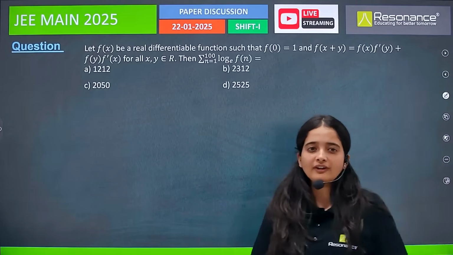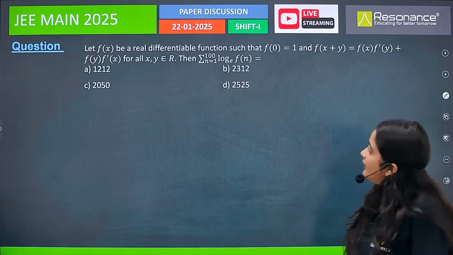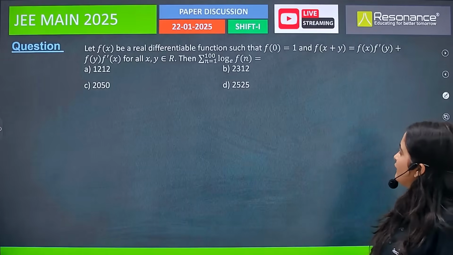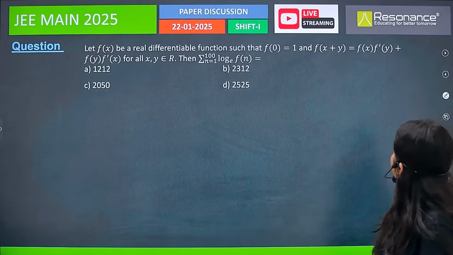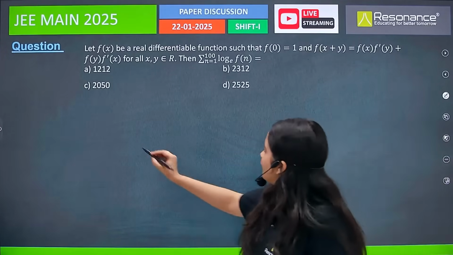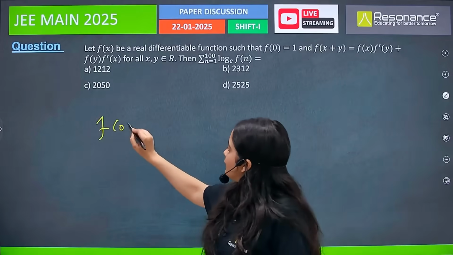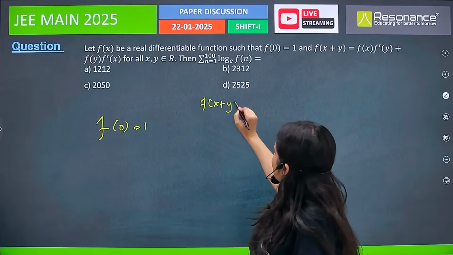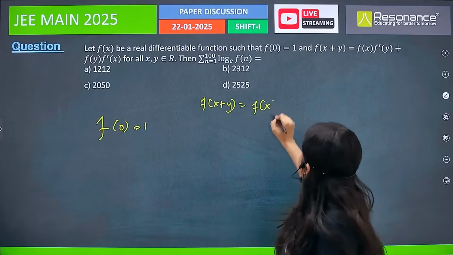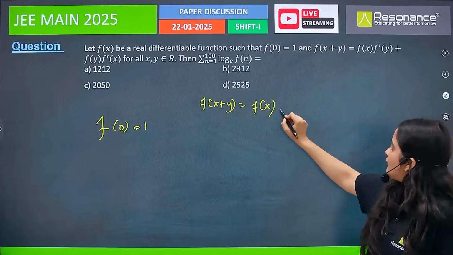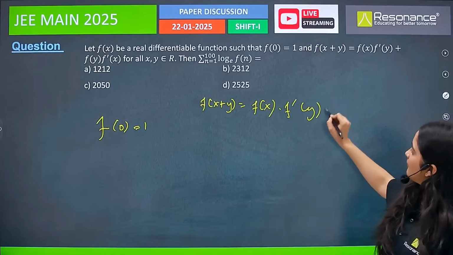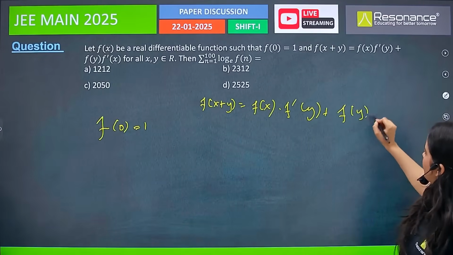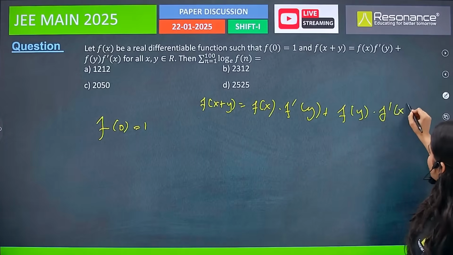Next question. What are we given? So let f(x) be a differentiable function. Finding a function, we have a lot of similar questions in the Resonance sheet. So we are given f(0) equals 1 and f(x+y) is equal to f(x) into f'(y) plus f(y) into f'(x).